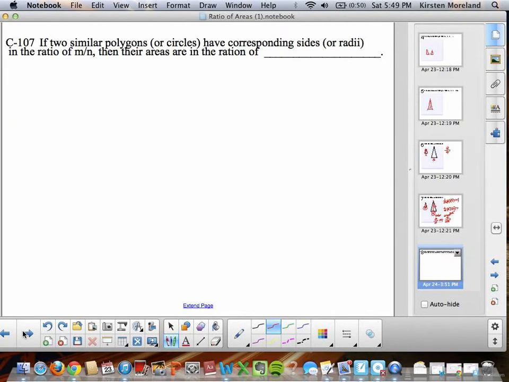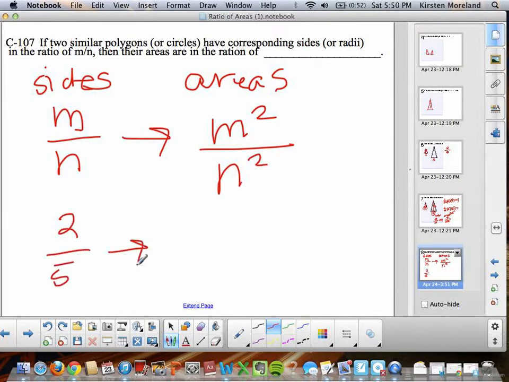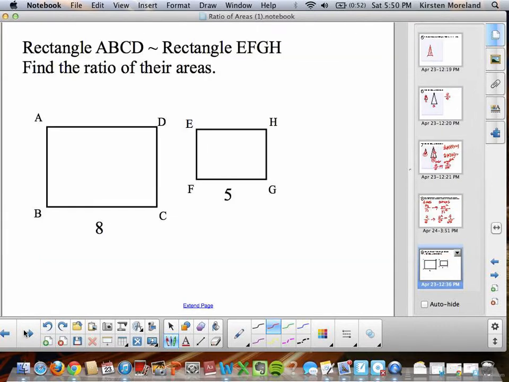So hopefully you're starting to see a connection: if I have two similar polygons and the ratio of the sides is m over n, then to get the ratio of the areas, you're going to get m squared over n squared. So pretty easy. Notice in the previous one we had 2 over 5, and we did 2 squared over 5 squared, and that's what gave us the ratio of the areas to be 4 over 25.